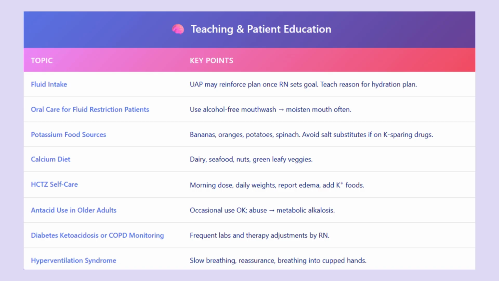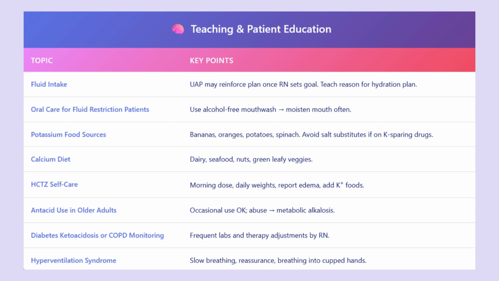Now let's review how we teach patients and reinforce learning about fluid and electrolyte management. UAPs can reinforce a plan once the RN develops it. Encourage oral fluid intake only after the nurse has determined the goal. When teaching about oral care for patients on fluid restriction, remind them to use alcohol-free mouthwash to avoid drying.